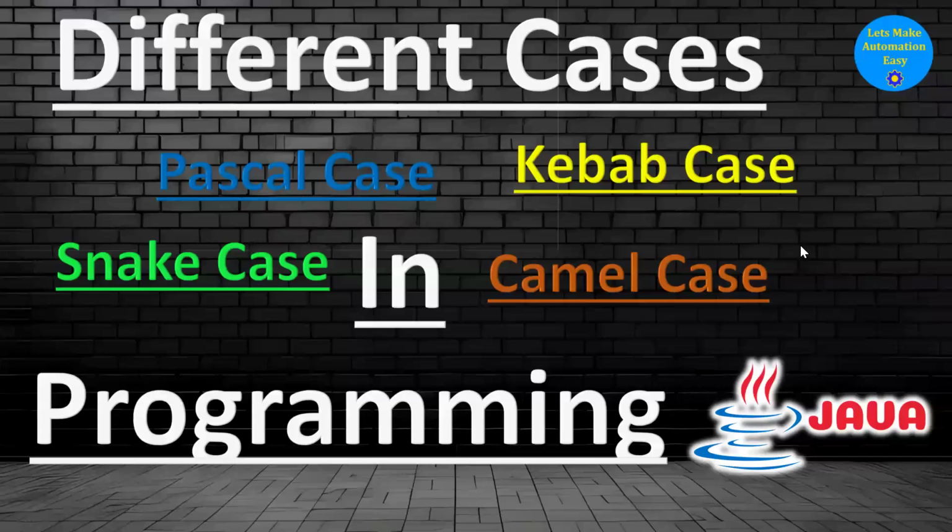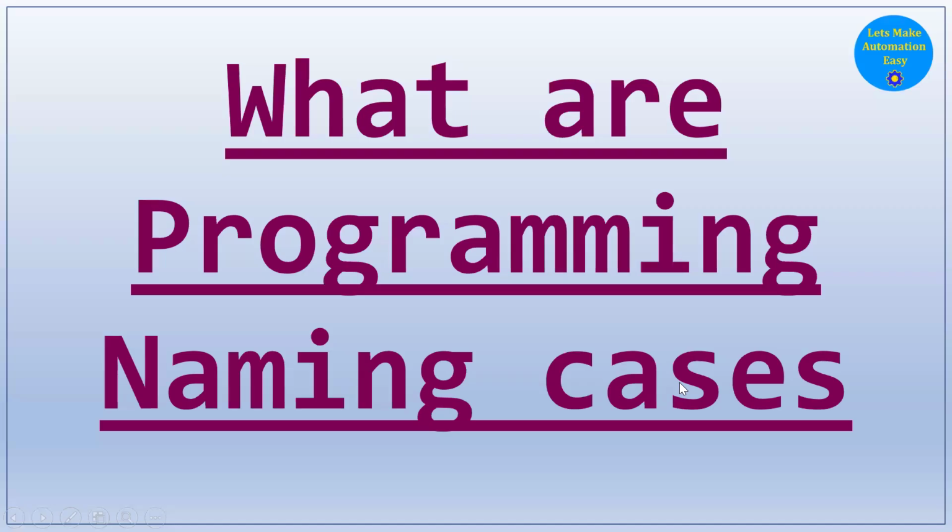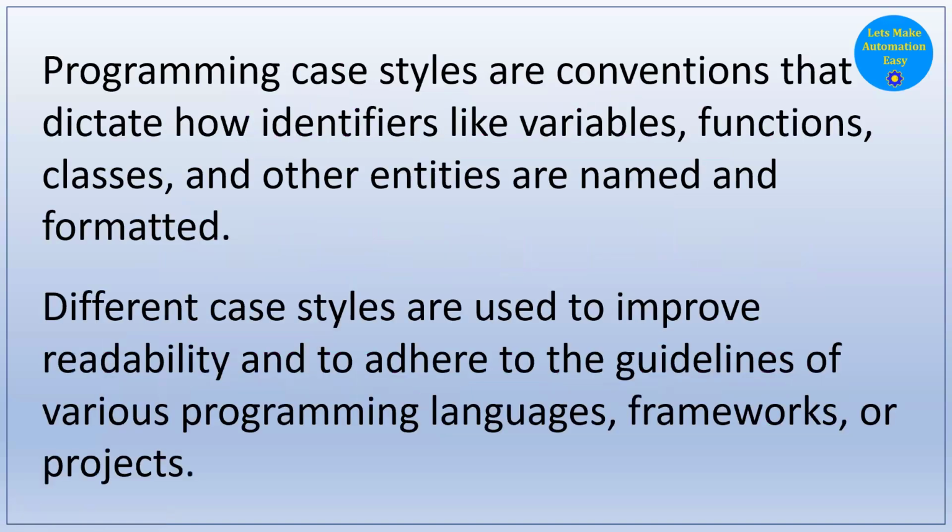Today in this session, we are going to discuss different cases used in programming languages. First of all, we understand what programming naming cases are. Programming case styles are the conventions that dictate how identifiers like variables, functions, classes, and other entities are named and formatted. It means using the case style, you decide how you are going to define your variable names, how you define your function and class names.